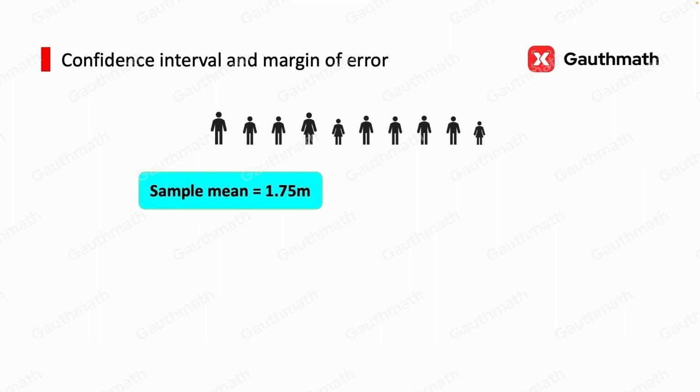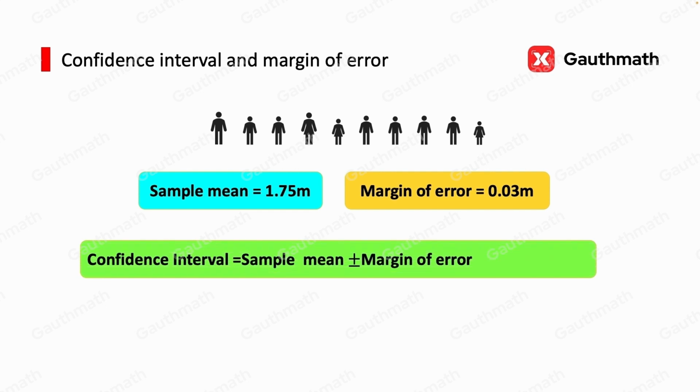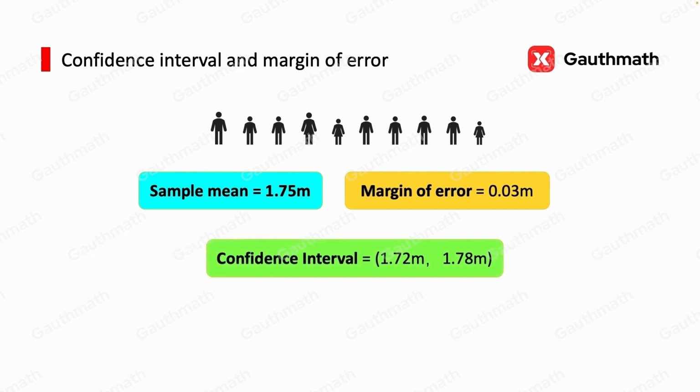It would be very unlikely that our sample is a perfect representation of the population. So we need to allow some degree of uncertainty in our estimate. And the uncertainty is called the margin of error. Suppose with the help of advanced statistical concepts, we calculated the margin of error to be 0.03 meters. Remember that the confidence interval is just equal to the sample mean plus or minus the margin of error. So after carrying out the addition and subtraction, we have the confidence interval between 1.72 meters to 1.78 meters.